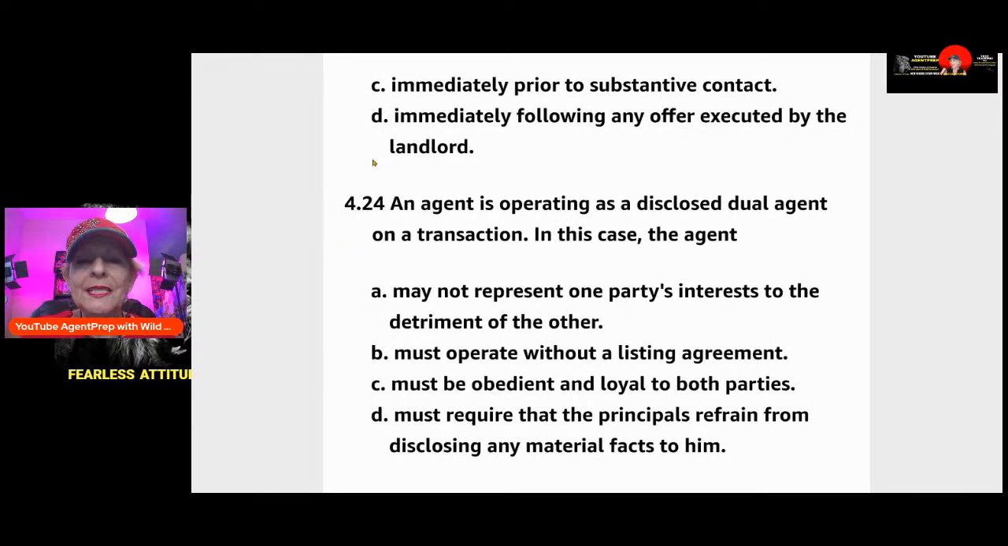24, an agent is operating as a disclosed dual agent on a transaction. In this case, the agent, what? A, may not represent one party's interest to the detriment of the other. B, must operate without a listing agreement. C, must be obedient and loyal to both parties. Or D, must require that the principals refrain from disclosing any material facts to them.